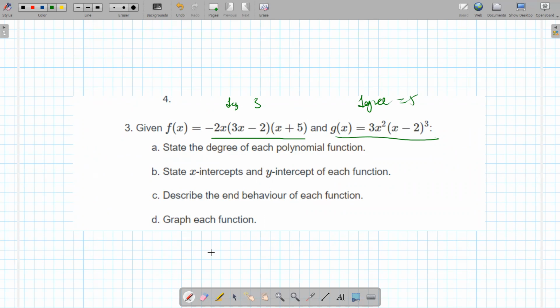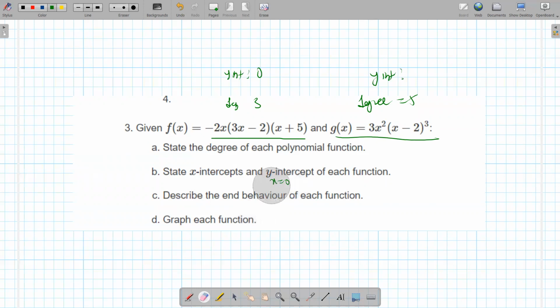State the x-intercepts and the y-intercepts of each function. Let's do the y-intercept first, because I can already tell both of them are going to be 0. If you put a 0 here, 0 times anything is 0. Same thing here. The y-intercept is when x is 0, so if you put a 0 in, the entire thing is going to be 0. So the y-intercept for both of them is 0. That means it goes through the origin.